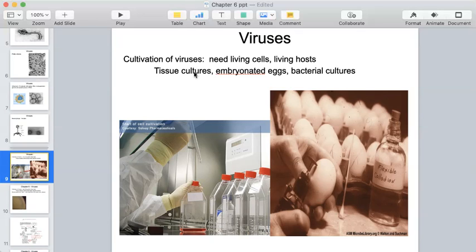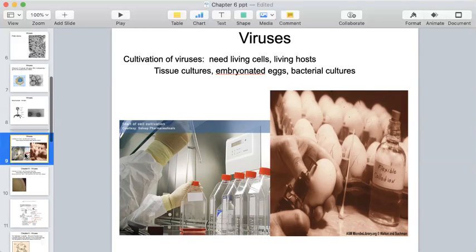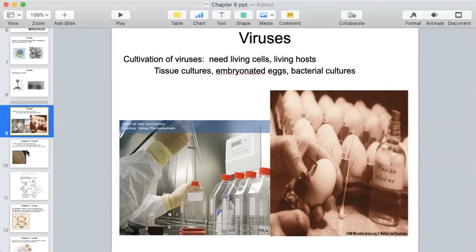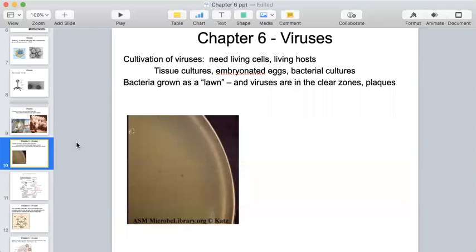So we need things like tissue culture, or eggs, embryonated eggs, or bacteria cultures in order to grow viruses. And that's what this word cultivate means. It means to be able to grow it in the lab for research purposes, to be able to study various characteristics and so forth. So we cultivate them in the lab, and it's basically creating this optimal environment that we know they'll grow in. So again, we're talking about the cultivation of viruses.